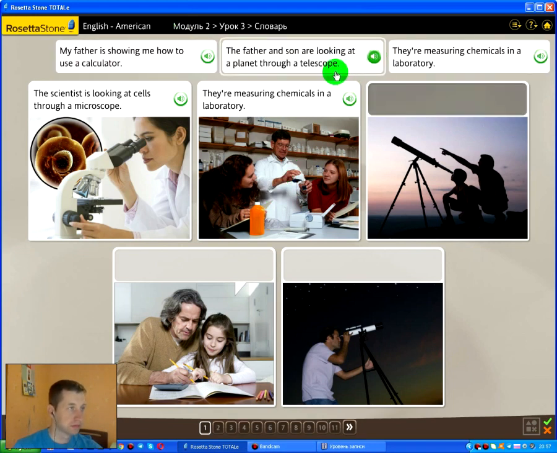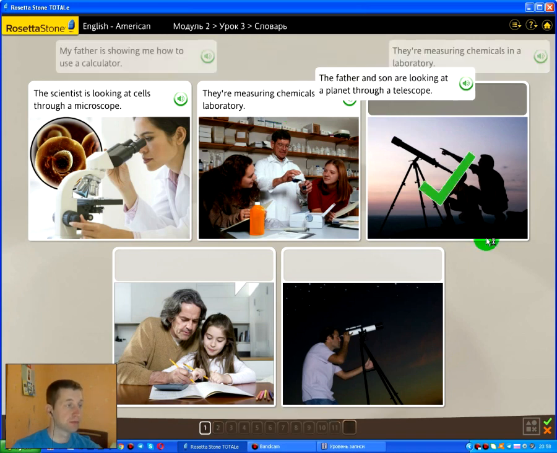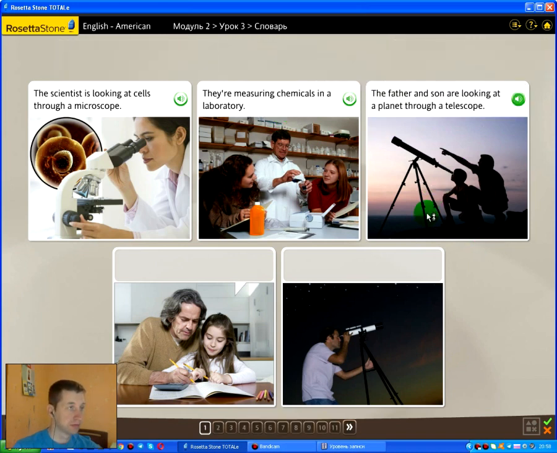The father and son are looking at a planet through a telescope. Этот отец и сын смотрят, наблюдают за планетой через телескоп. The father and son are looking at a planet through a telescope.